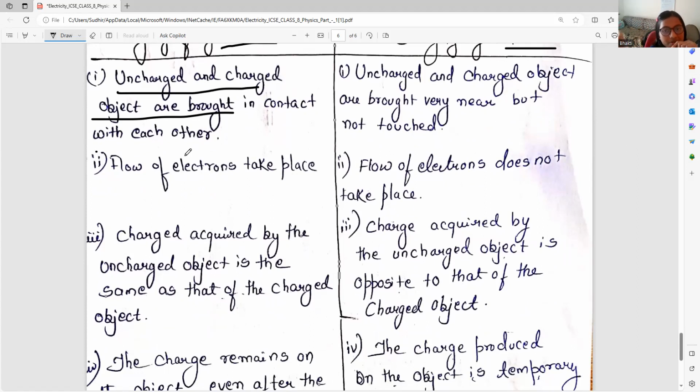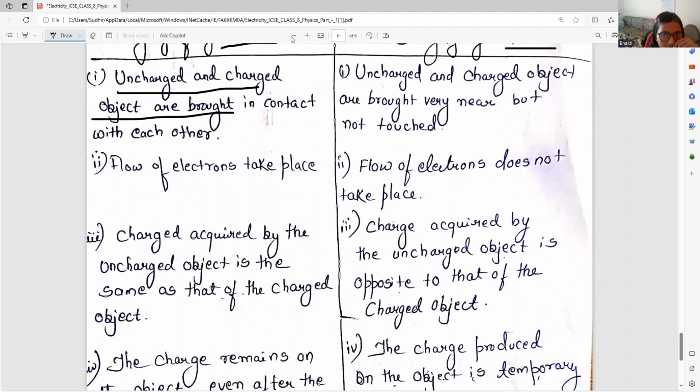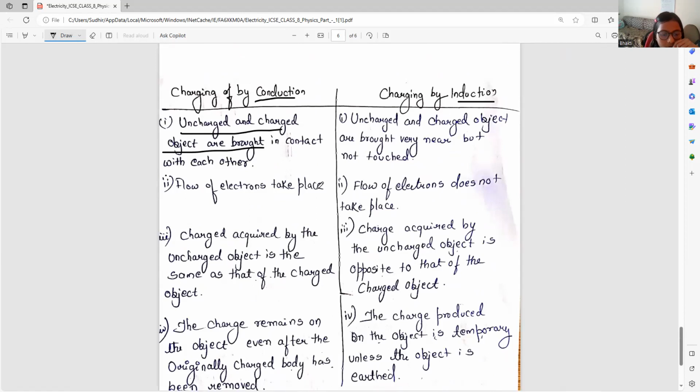There will be redistribution among the objects. The charge remains on the object even after the originally charged body has been removed. Means the charge on an object will not be lost, and the charges will be the same. Just read it once thoroughly. I'll freeze the screen.